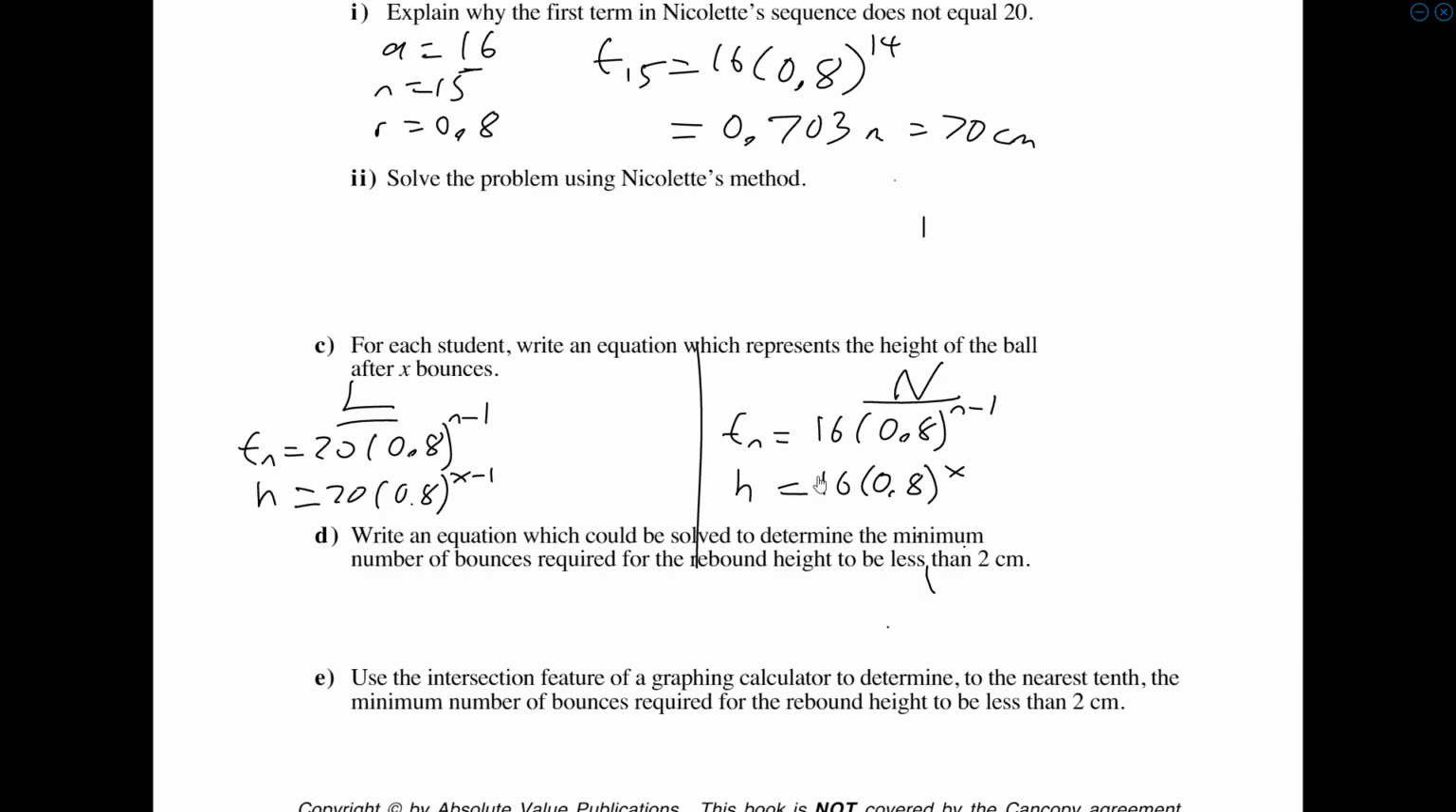Wait, Mr. Boyce, how come the one is x minus 1 and the other one's x? What's the difference between these equations? So in this one, we're saying that we're starting from the 20. This one we're saying we're starting from the 16. So in this one we're accounting for one less bounce.